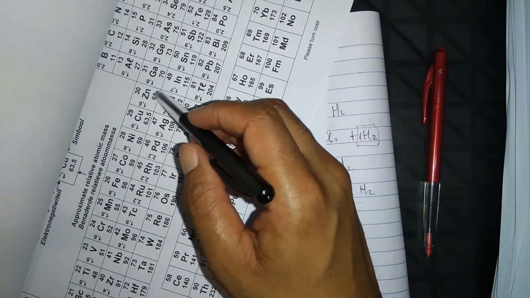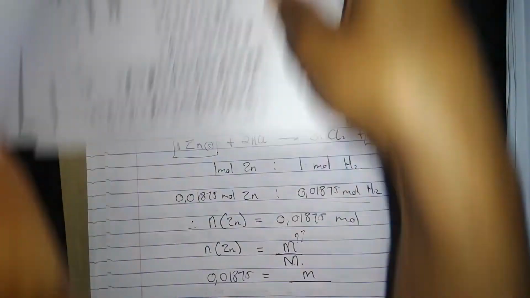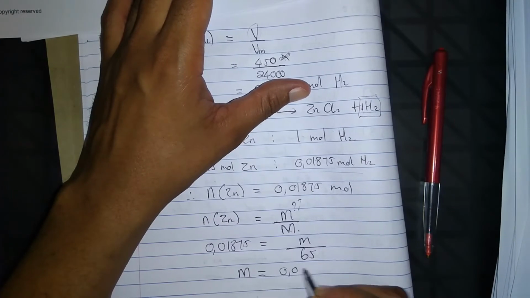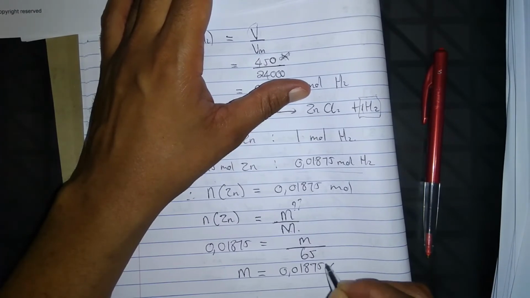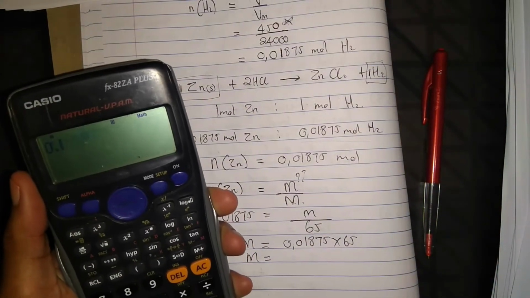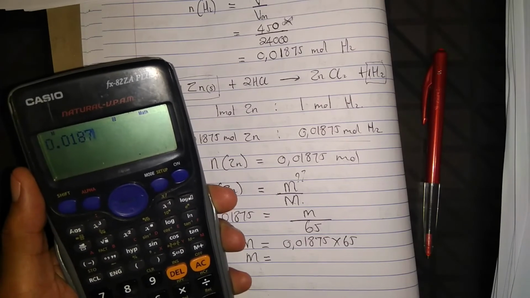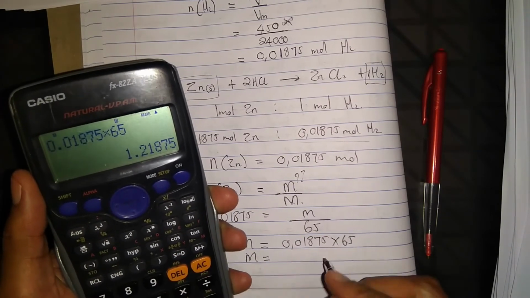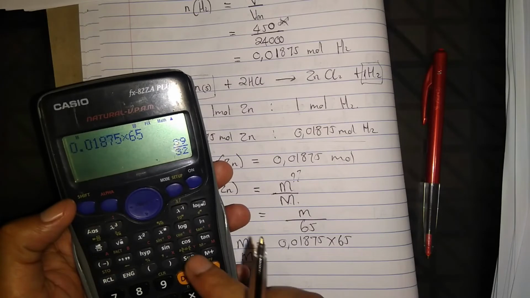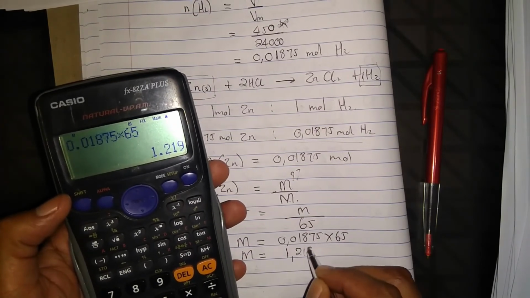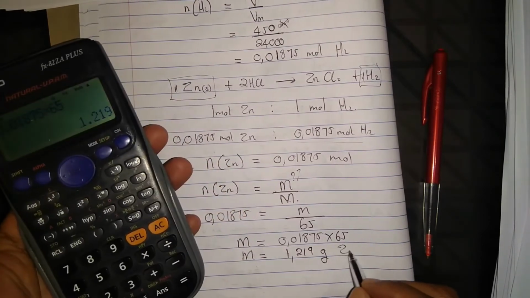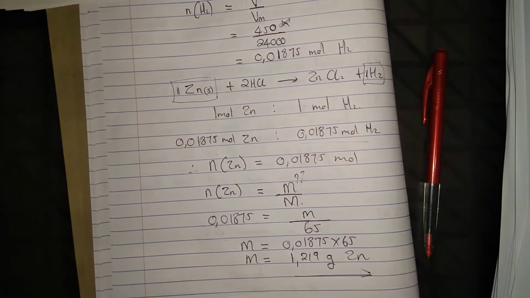Now it's what? It's 65. So the molar mass is 65. Cross multiply, mass is equal to 0,01875 times 65. Mass is equal to 0,01875 times 65, which is equal to, now this is our final answer, if you express it in 3 decimal places, 1,219 gram of zinc was used for this experiment.